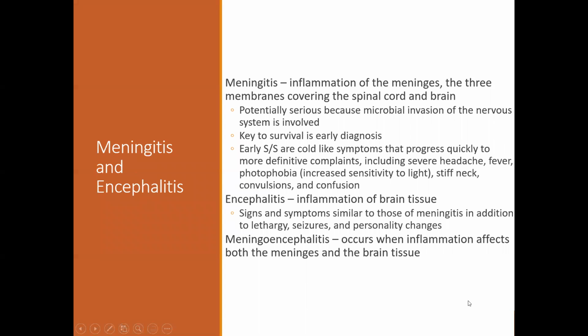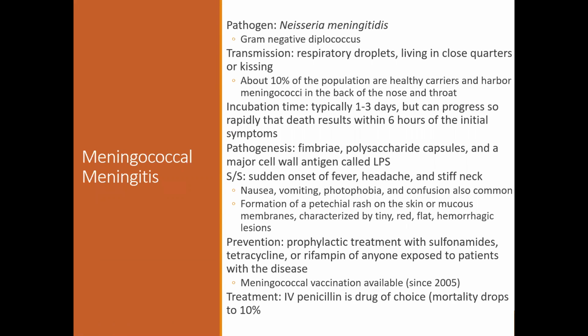So meningitis is inflammation or infection of the meninges, those coverings of the brain and spinal cord. And encephalitis is inflammation of the brain tissue itself. And if the infection involves both, that is referred to as meningoencephalitis. So we're going to look at several different forms of meningitis here.